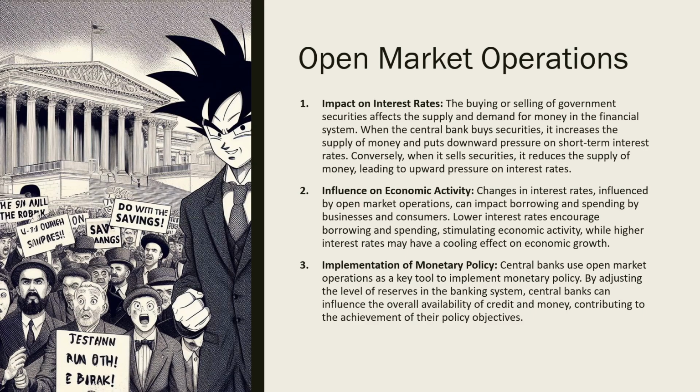So when the central bank buys securities, it increases the supply of money and puts a downward pressure on short-term interest rates, right? So when it's putting money into the economy, that is decreasing the interest rate. Conversely, when it sells securities, it reduces the supply of money, and this leads to an upward pressure on interest rates.